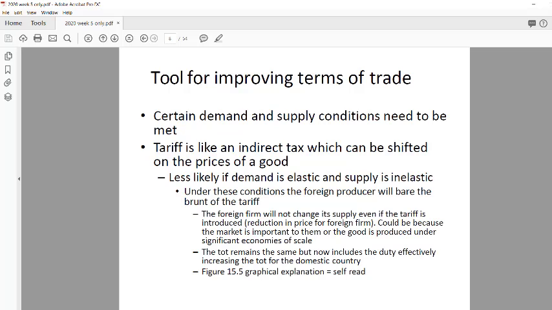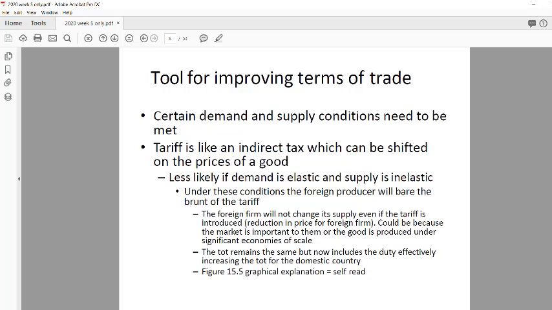So if demand is of a certain form and supply is of a certain form, you're shifting the demand quite drastically away from the foreign good. That's the first thing you're trying to do, right? This is what we're aiming towards. Okay, so demand must be elastic. And then we need supply to be inelastic.